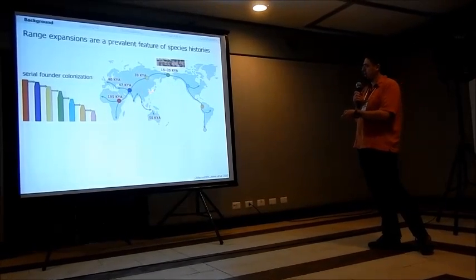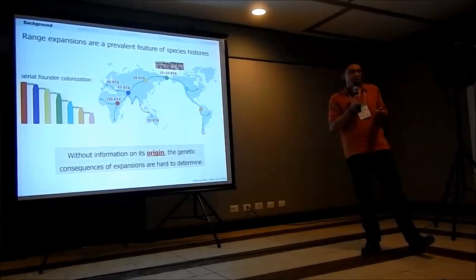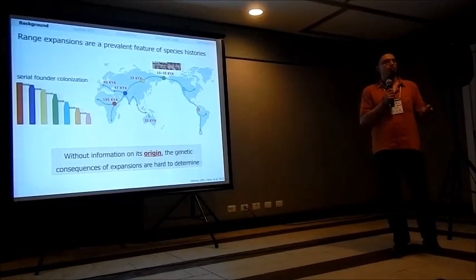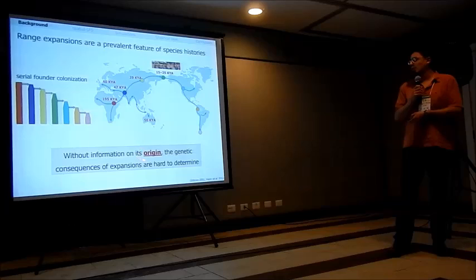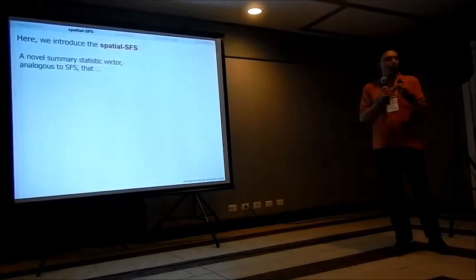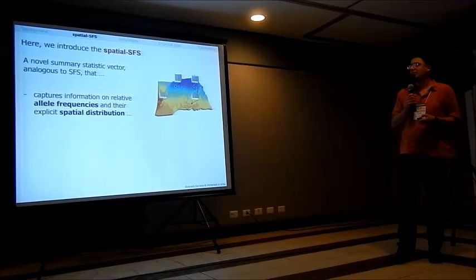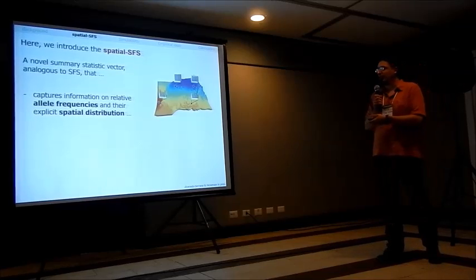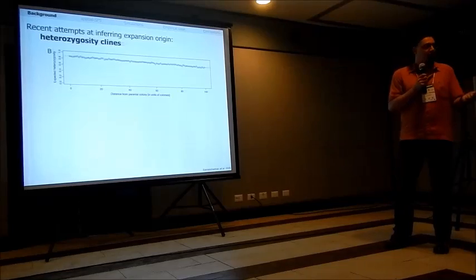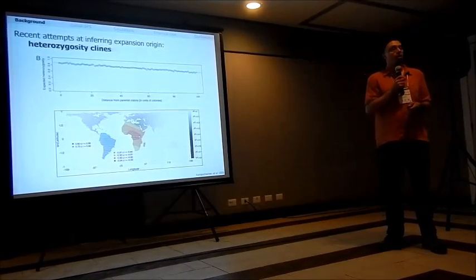So for each time step, what we see is a founder event or a bottleneck. The key thing is that we won't be able to understand the dynamics of range expansion and how it affects patterns of genetic diversity unless we have a clear idea of where it originated. So what I'm going to introduce here is a method meant to capture information on relative allele frequencies and their explicit spatial distribution, and the heterozygosity populations have as a product of these serial founder events. So they use that information to look at the origins of expansion.